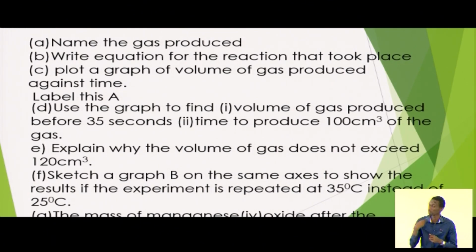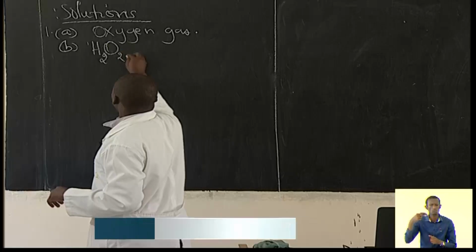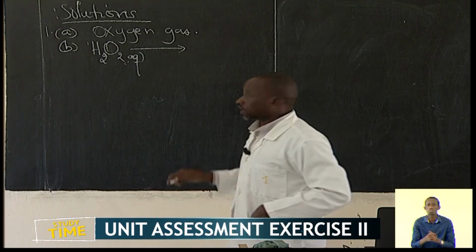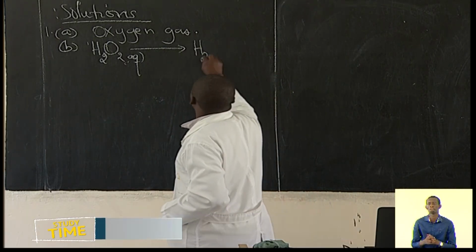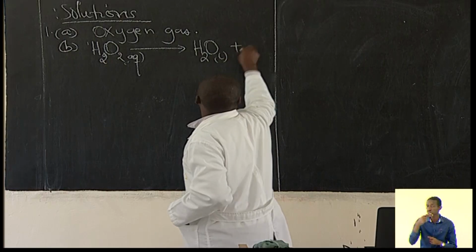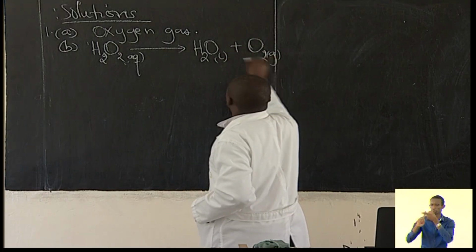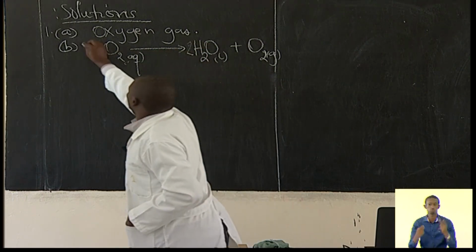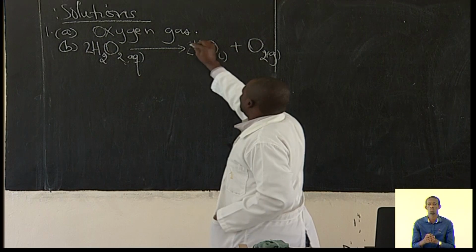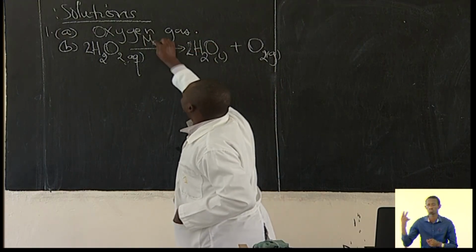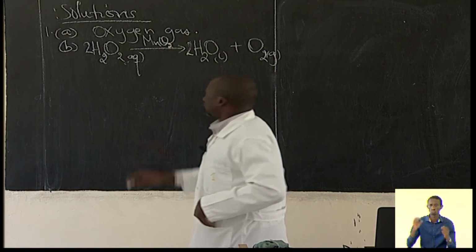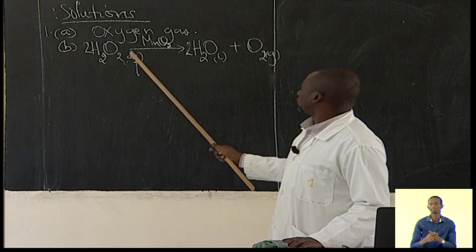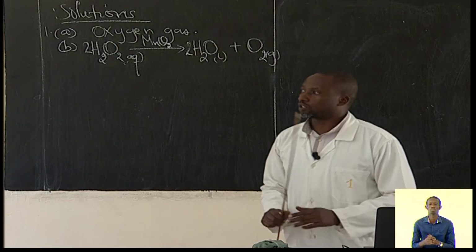So it is hydrogen peroxide, 20 volumes of hydrogen peroxide, decomposing. They decompose into water plus the oxygen gas. That is 2 H2O2 giving 2 H2O plus the oxygen gas, with manganese 4 oxide. So that is the reaction showing the decomposition.